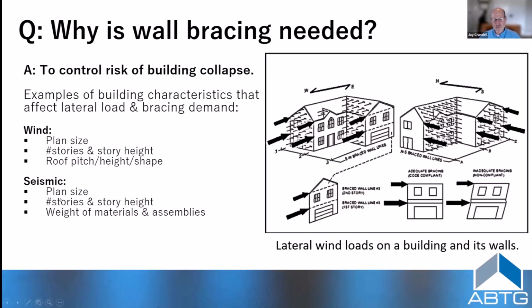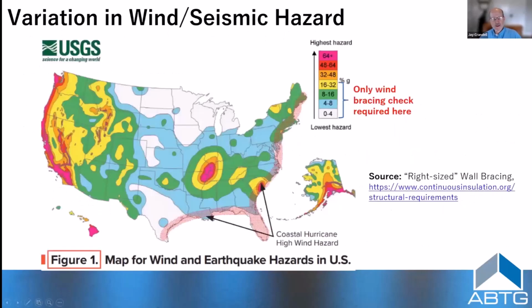And then seismic is similarly plan size, your number of stories and story height, which obviously govern the mass of the building and its inertial response to ground motion. And then the weight is a big issue of materials. So depending on your cladding materials and roofing materials, if you're using heavyweight materials, you may get kicked into engineering or some more stringent bracing requirements even in the prescriptive code. So just a heads up on that.